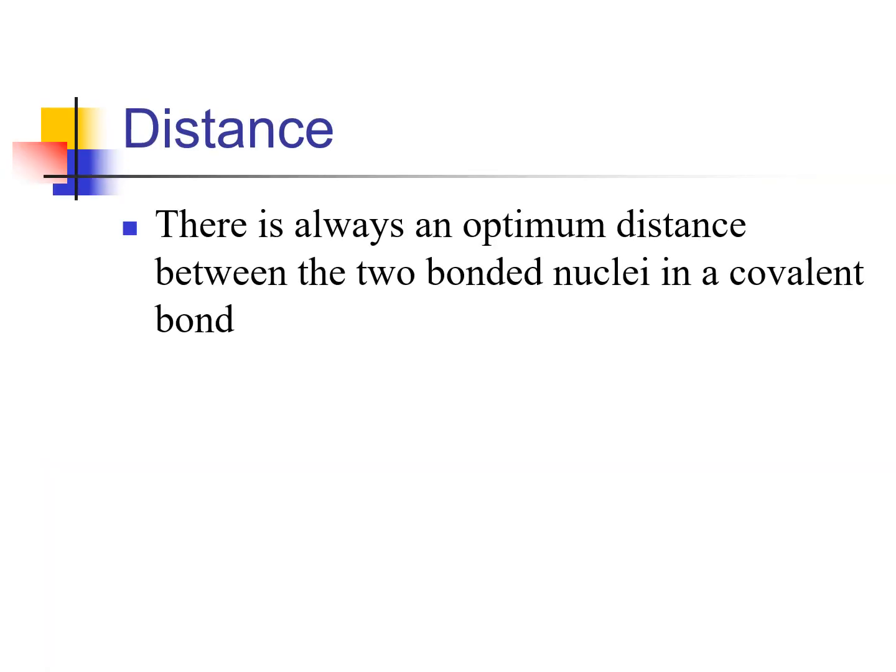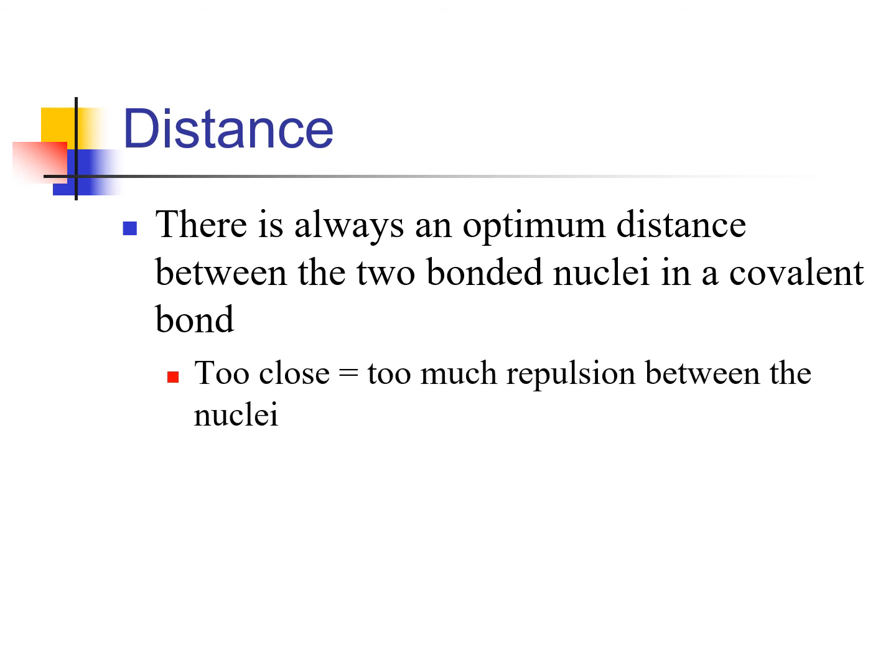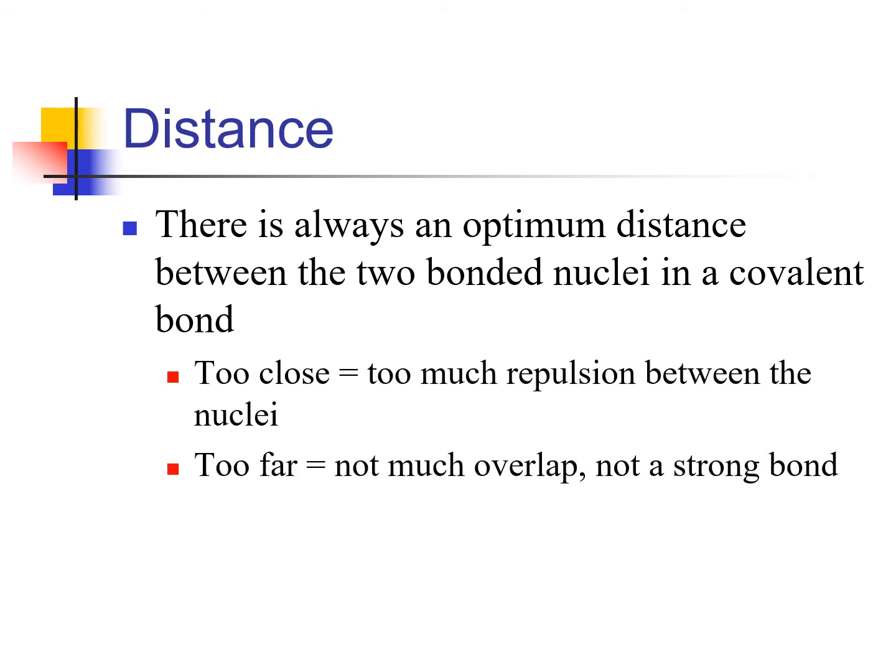Now, distance-wise, there's always going to be an optimum distance between the 2 nuclei in a covalent bond. Too close, the nuclei repel. Too far away, not enough overlap, not a strong bond. We need that overlap for there to be a good bond. So there's an optimal distance, and that's what forms.